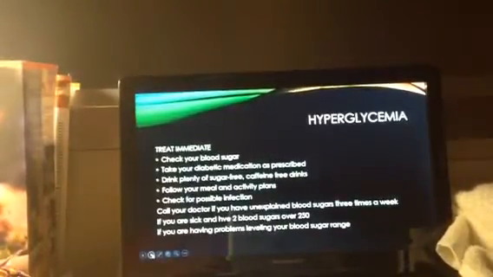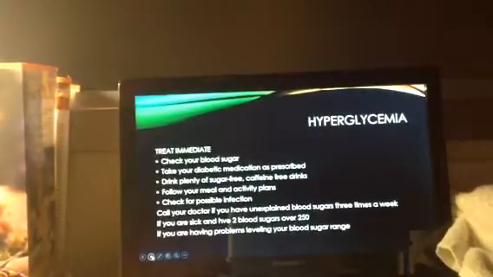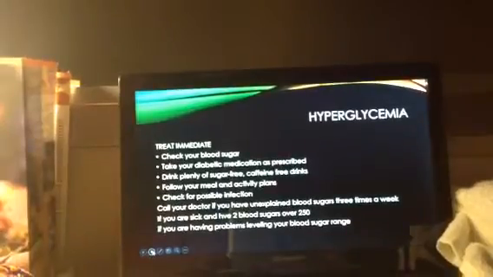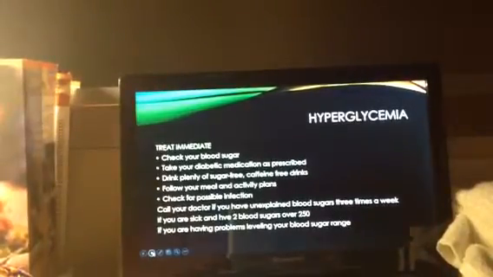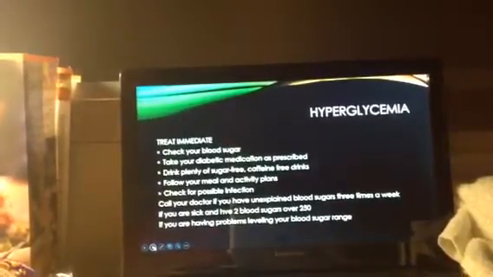Check for possible infection. Are you sick? Do you have a bad tooth or a sore on your foot? Call your doctor if you've got unexplained blood sugars 3 times a week, if you're sick and have 2 blood sugars over 250, or if you're having problems leveling your blood sugar range.